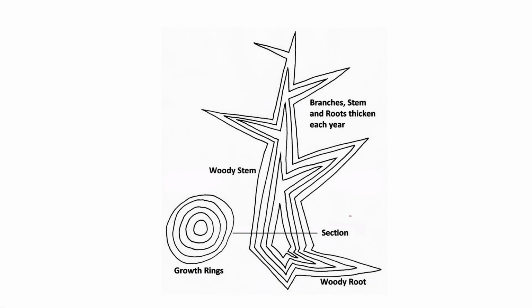Here's another example, this one from Wikipedia. This is an idealized sketch of what the internal growth layers of a tree look like. And notice again, branches, stem, and roots thicken each year. So you can see here that this tree branch started off as a much narrower branch, and as the tree laid down layers each year, it doesn't lay down separate root and trunk layers, it just lays down a continuous layer all the way along its outside.